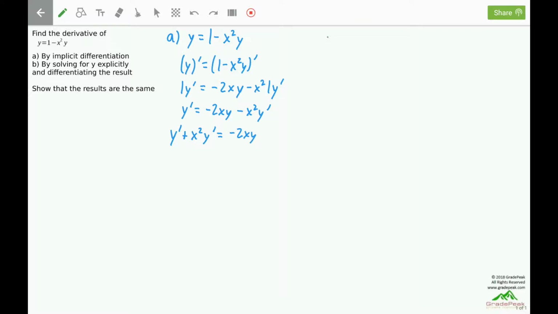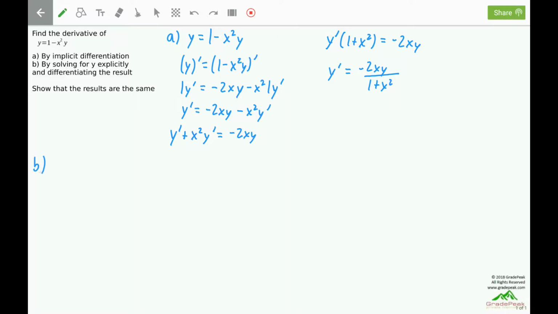We can now factor a y prime out from the left side, and that will leave us with a 1 plus x squared equals the negative 2xy. And we can solve for y prime by dividing both sides by the 1 plus x squared. And there's our derivative y prime.